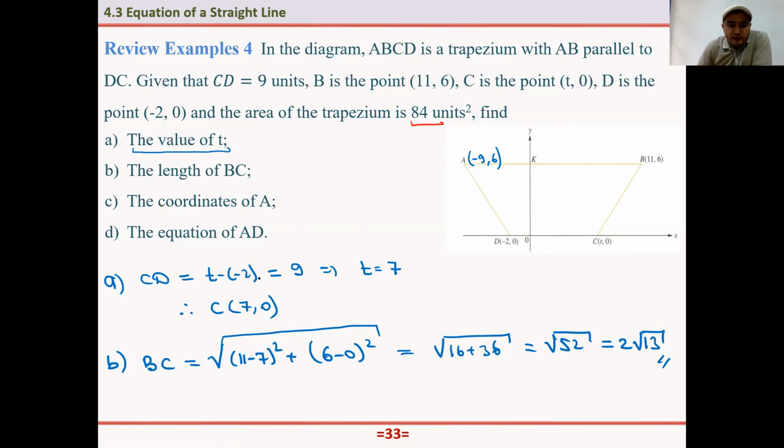So the last part of the question is the equation of AD. And we know the coordinates of A and D. Now we can write, actually, that is not 9. So that is 8.